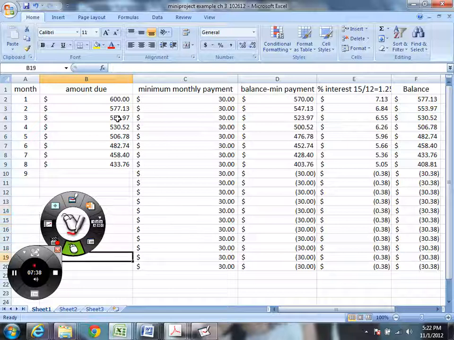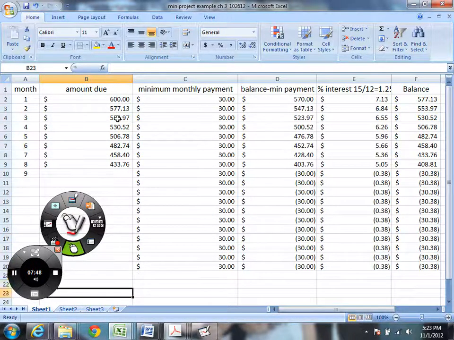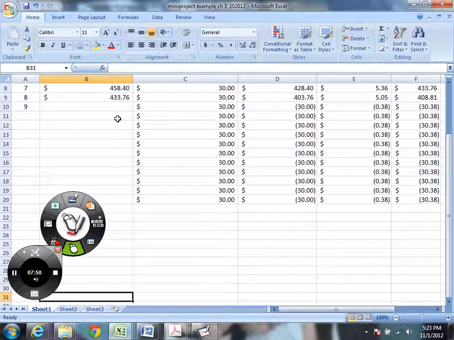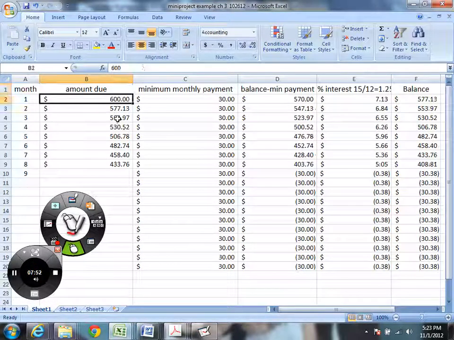So you go all the way down to the bottom, and you'll be able to see, at least in your spreadsheet, how many months it takes to pay off this debt. So it's going to take quite a while. Keep going all the way until you have zero balance, and that's how you'll know how much it'll cost you.